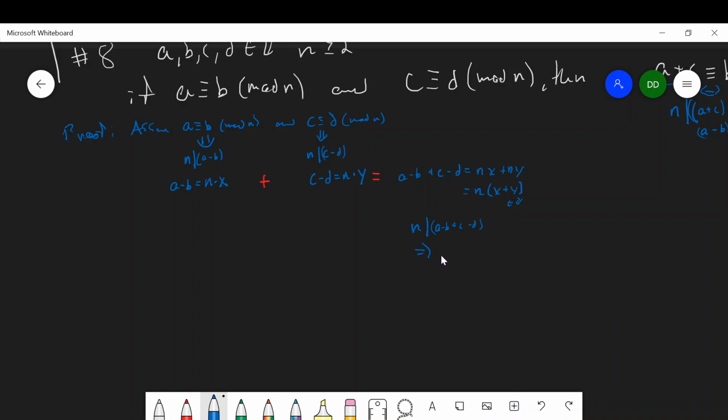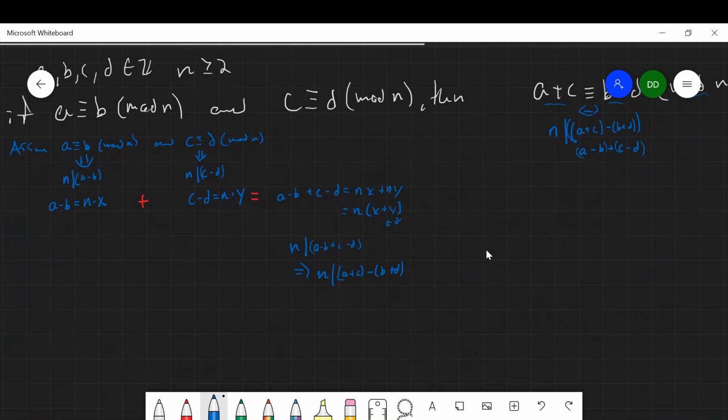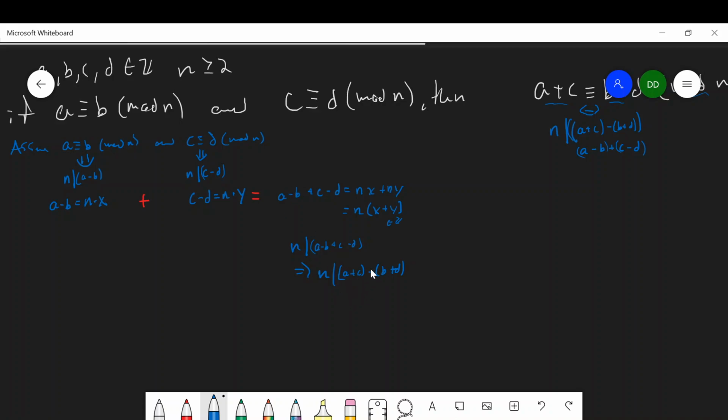Hence, n divides, how did I have this written before? A plus C minus B plus D. That's how I want it. Let me do a quick check, look up here. Yep, that's what I want. And so n divides the difference of A plus C and B plus D. Hence, A plus C is equivalent to B plus D modulo n.